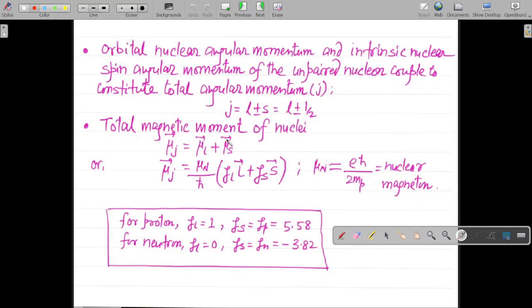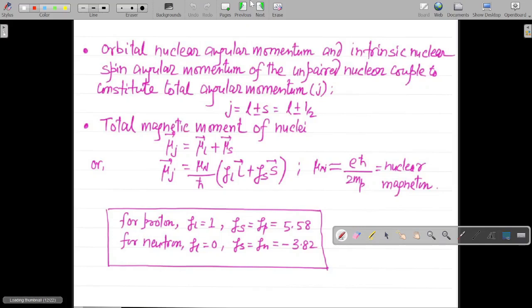Please listen to it carefully. Mu J vector is equal to mu L vector plus mu S vector. What does mu J vector mean? Mu J vector is the magnetic moment due to total angular momentum. Let us write it down properly on the next page.